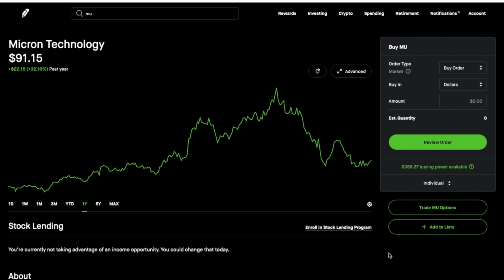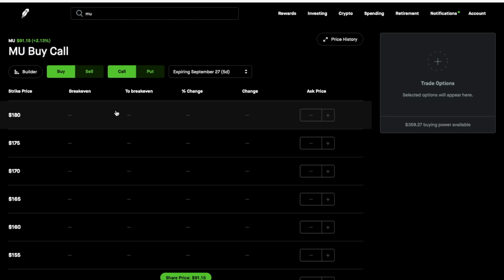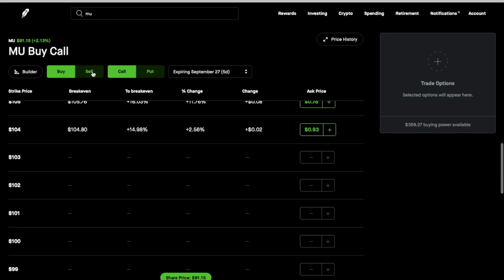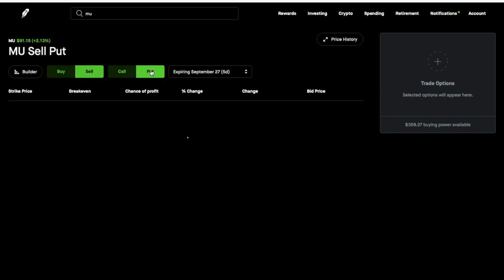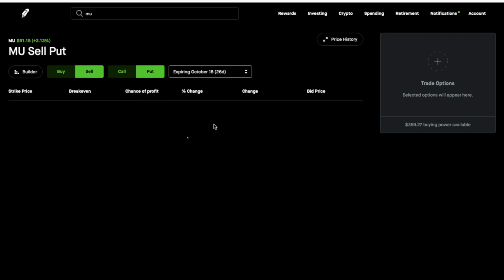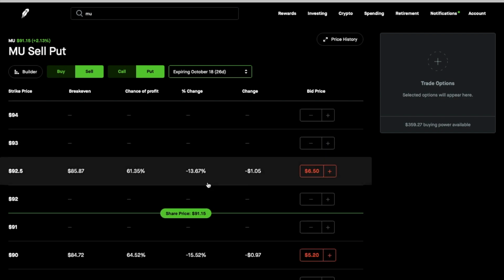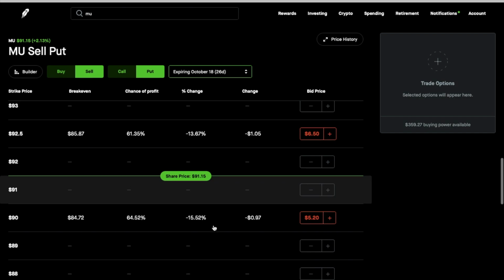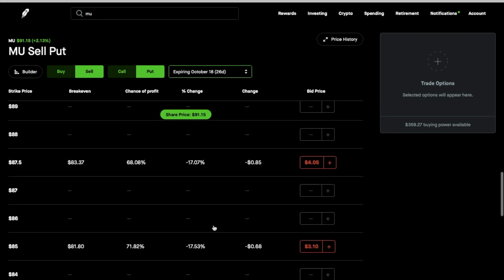And if I can pick this up at this kind of a discount, and then by selling puts get it even cheaper, I just feel like it's a win-win. I can collect a nice option income while I'm waiting to get this cheaper. So if I hit trade MU options and click on sell put, again I'm going to go out to the same October 18th, and I'm just going to show you roughly where I'm selling my option.